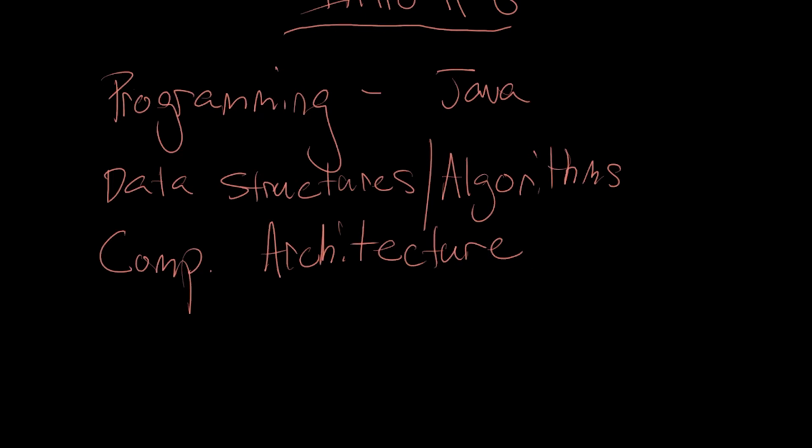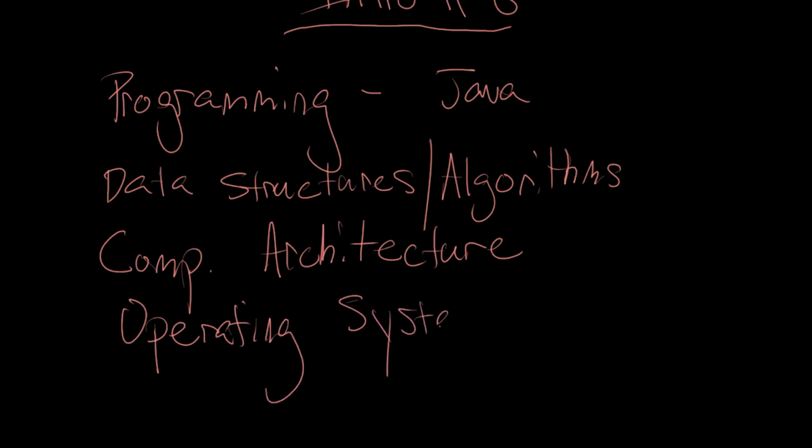After computer architecture, we're going to look at operating systems. So programming and computer architecture are pretty foundational to understanding operating systems because it's how the software that we write in programming actually interfaces with the computer architecture, the hardware that we'll look at in computer architecture.